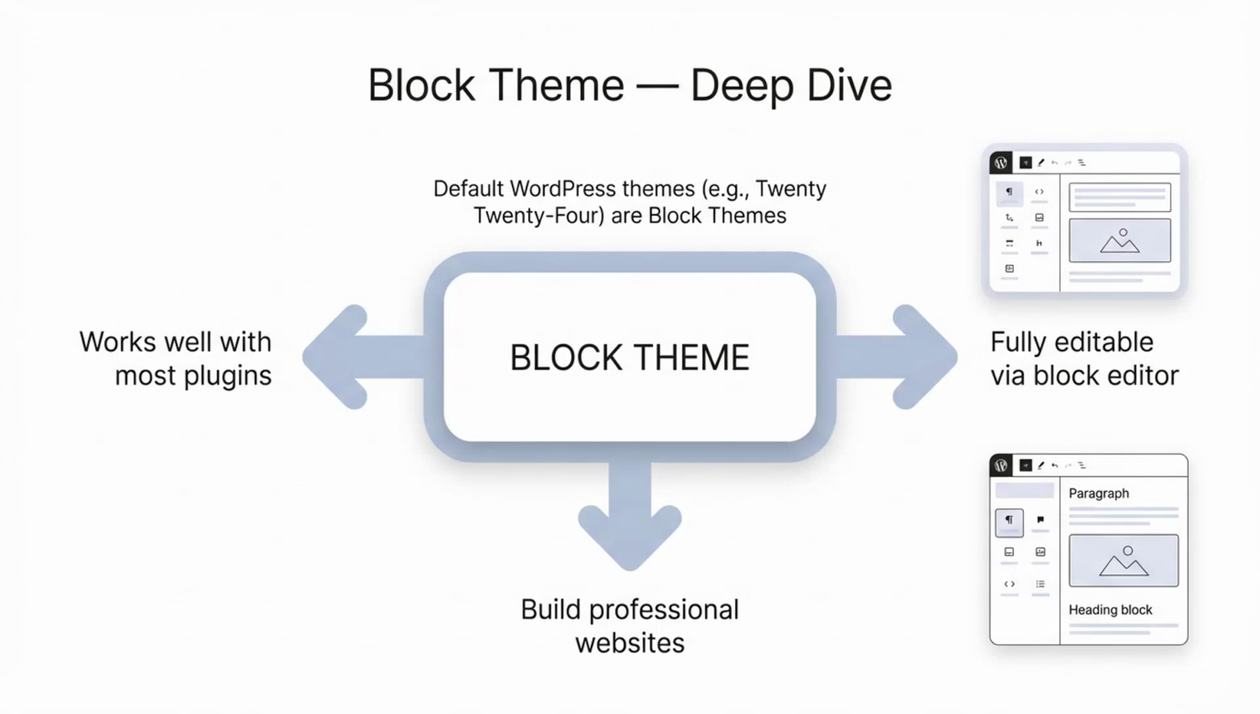The block theme is what WordPress ships with by default. It uses the block editor, also known as Gutenberg, for everything, including headers, footers, and page layouts. The great thing about block themes is that most modern plugins work seamlessly with them, and you can edit virtually every part of the site. If you want full creative control over every element, block themes are powerful.